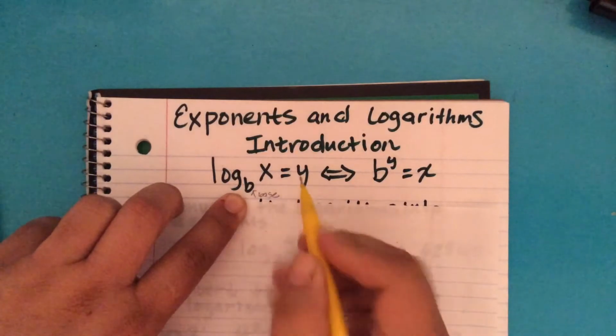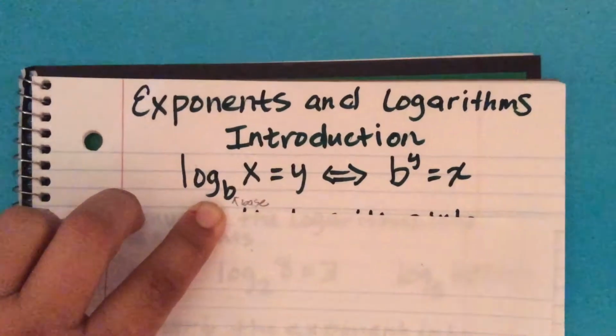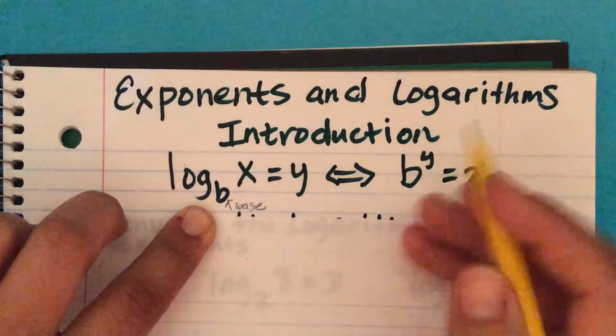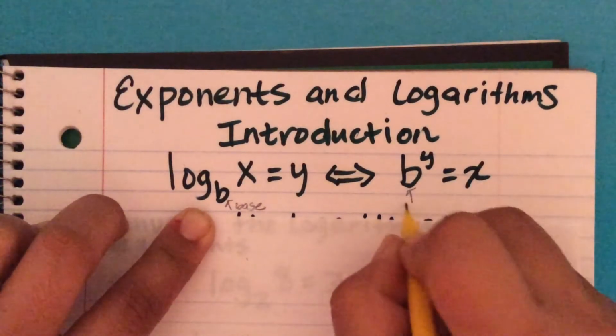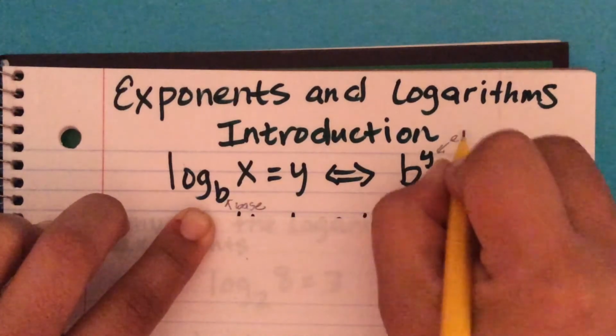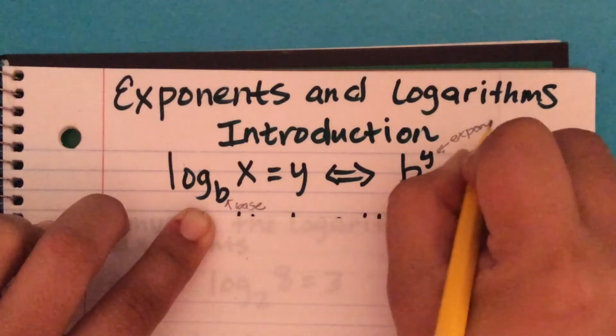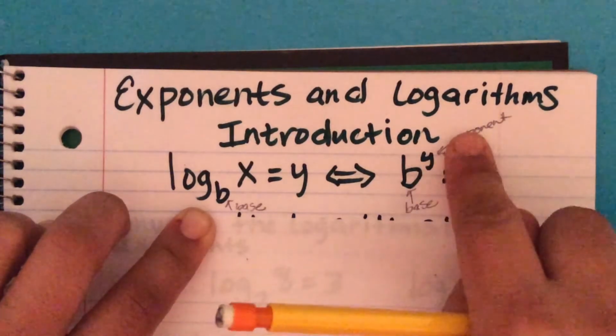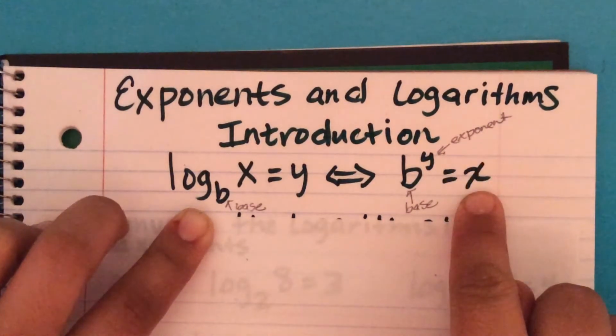the base number, of x is going to be y. Okay? So this is your base. They converted the base, and that's your exponent. And then that's your number that the base to the exponent is going to be equal to x.